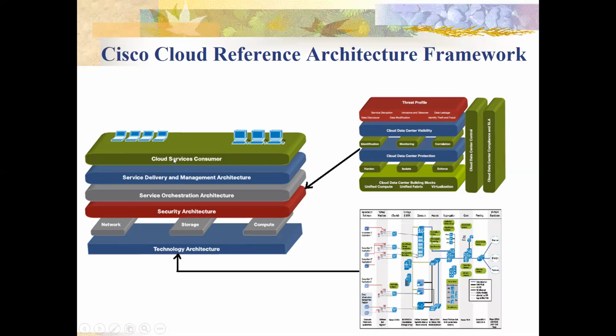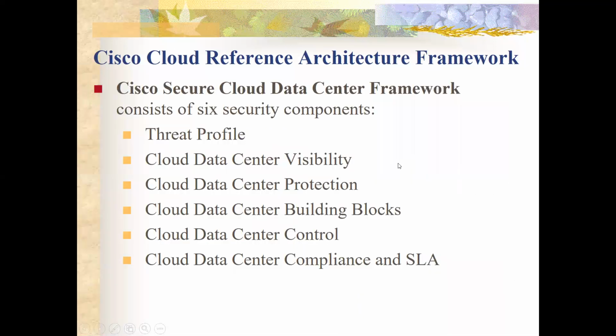So now we go back to the 5 layers. We finished the first layer, second layer, third layer. Now we reach the 4th layer. The 4th layer includes 6 components, listed here. The Cisco Security Cloud Data Center Framework consists of 6 security components, right? They also call this the Security Cloud Data Center Framework.